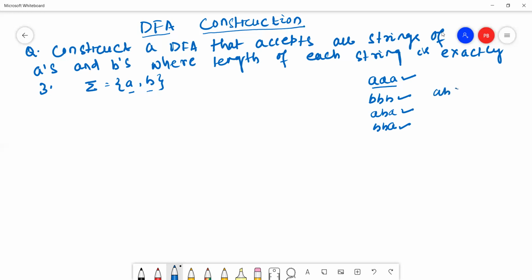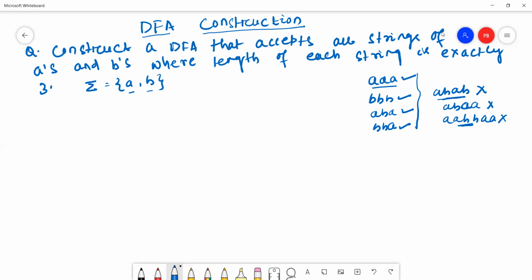Suppose abab, it is not valid because the length is 4. Suppose aaaaaa, it is an invalid string because the length is 6. Okay, so these are called the valid strings.